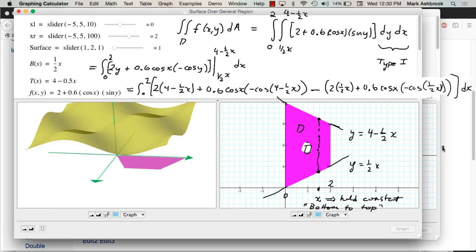And now this is pointless to go on from here. But we would, so what would you do? This is now a standard integral in terms of x. Get the antiderivative, and then evaluate from 0 to 2. And that final number that we get will be this volume, right? The volume from the yellow surface down to the xy plane, confined laterally by the region D, like the vertical walls created by region D. Is there a question?